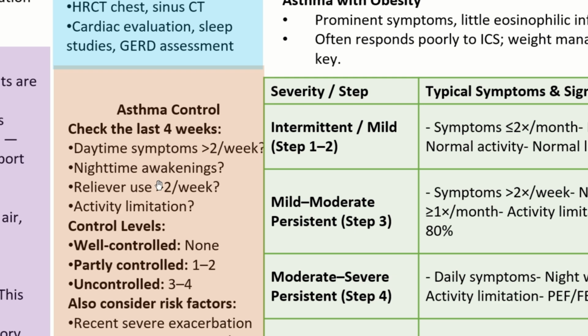So we want to see, in the last 4 weeks, have we had daytime symptoms greater than 2 per week? Have we had any nighttime awakenings? Have we had to use the reliever more than 2 times in a week? Or are we having any activity limitation? So if we have controlled the asthma well, we don't have any of those symptoms. If it is partly controlled, we can have only 1 or 2 of the 4 symptoms. And in uncontrolled asthma, if you have 3 or 4 of those symptoms up, then we can say that asthma is not controlled.